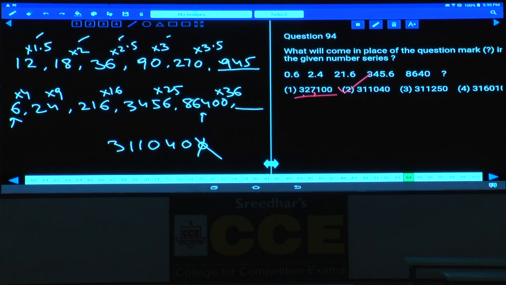Hence in these number series, the first thing you are supposed to identify is whether we should opt for difference, product or combination. If you have finalized that one, you can directly start on the answer itself. Clear? Then question number 95.